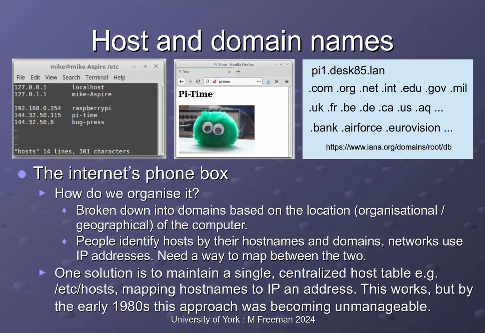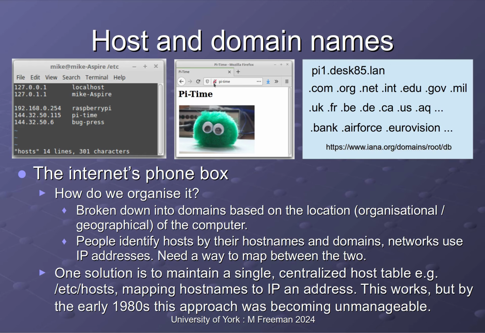So back in the early days when the internet was small, one way of mapping a name, for example, www.york.ac.uk, the university's web server, to an IP address, was to maintain a centralized host table on each machine, a file. And as you can see, example here on the Raspberry Pis. So we have the machine name and we have its IP address.